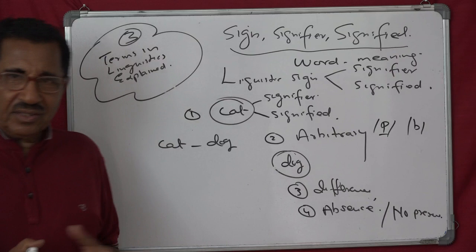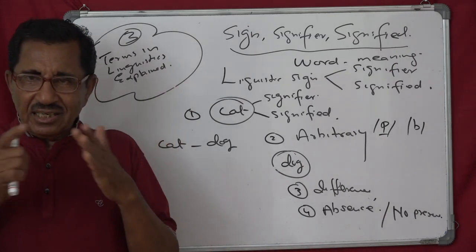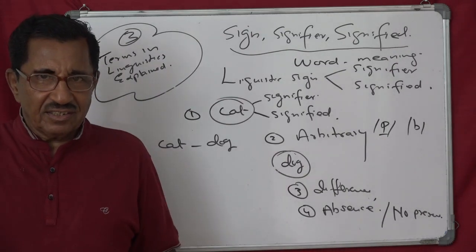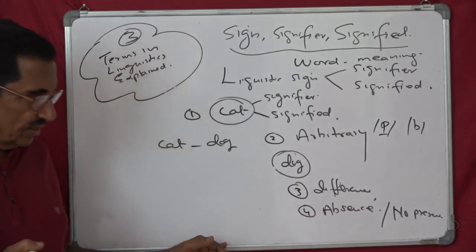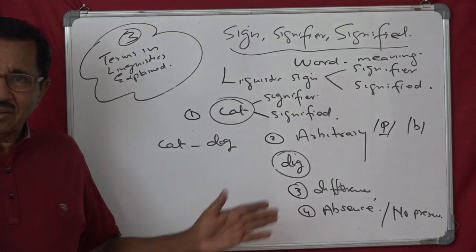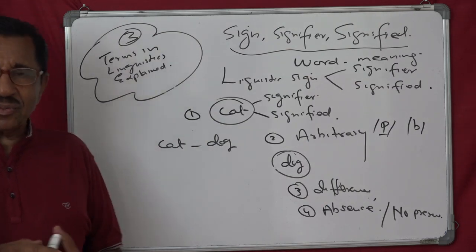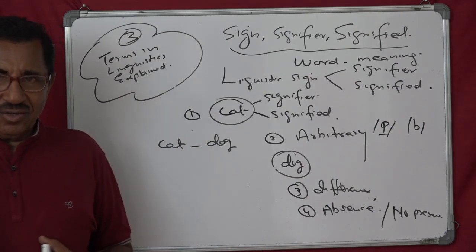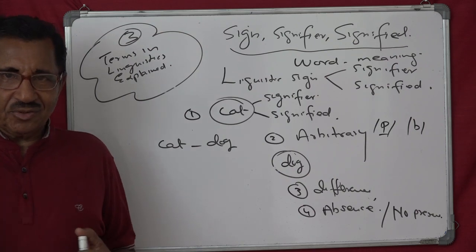Secondly, the third point is, you understand this linguistic sign by difference, not by similarity. Fourth is, there is no presence but only absence. That means the animal is not present or the tree is not present in the word TREE, or the cot is not present in the word COT. Like that.